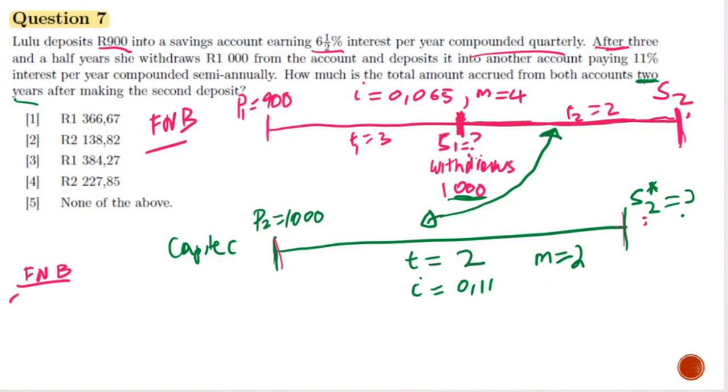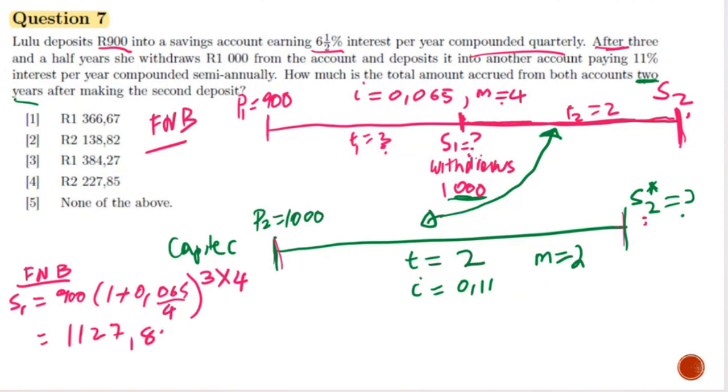At FNB, I know that my S1 is going to be equal to the present value, which is 900, times 1 plus the interest rate, 0.065. This is compounding quarterly. And the time for this period is 3 multiplied by 4, remember, mt is 3 multiplied by 4. I am looking for my S1. I plug everything into my calculator, and I get that my S1 is equal to 1127.8474. I'm going to leave it to four decimal places because I don't want to be making errors. So when I go to my answers, at least I can get an answer which is closer to my answer. That's why I'm leaving this to four decimal places.